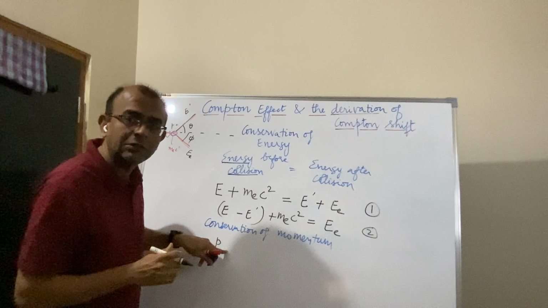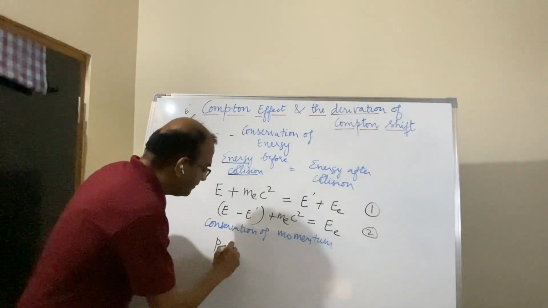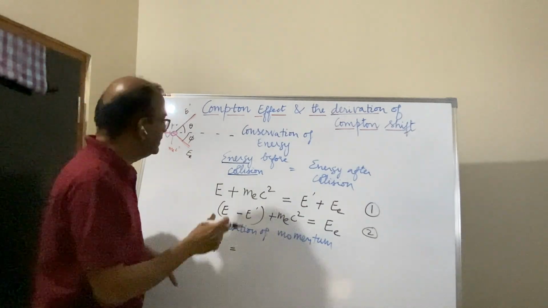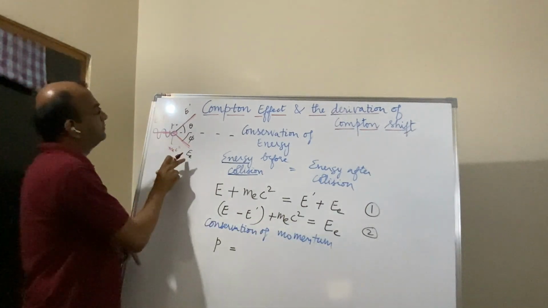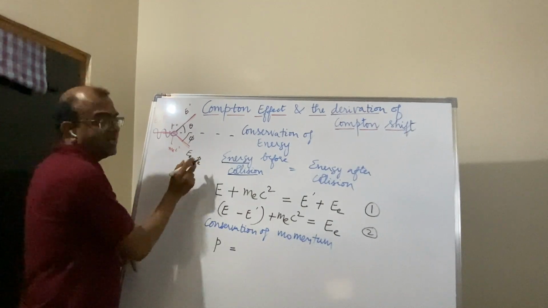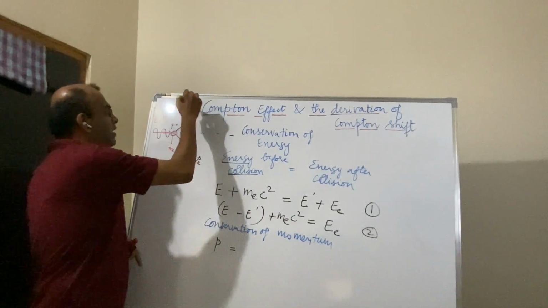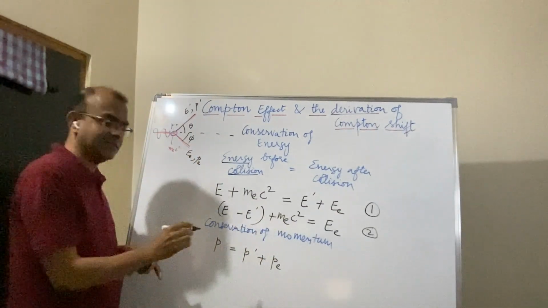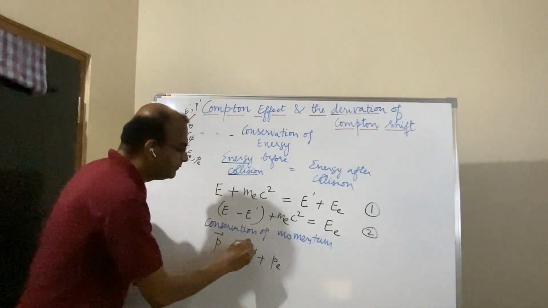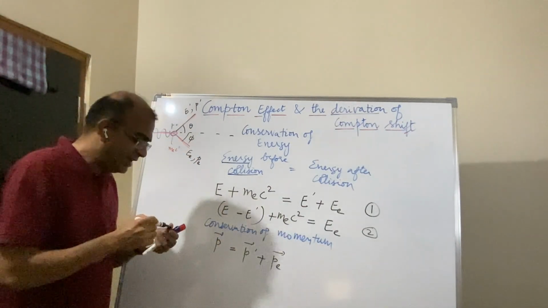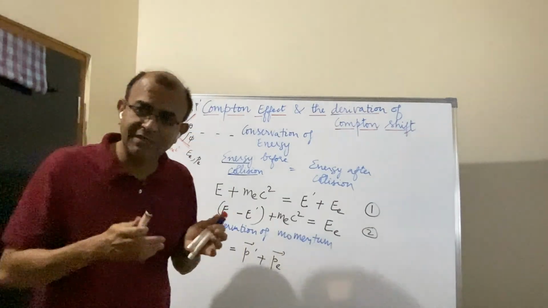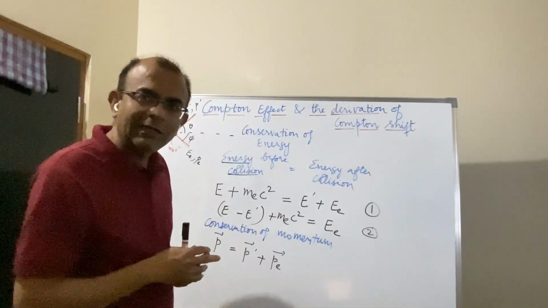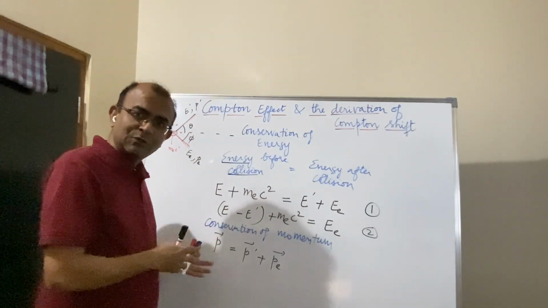So here, after collision, it has a momentum of P electron, whereas the photon has momentum of P prime. So vectorially we can write this like this. But we have no real use for the vectorial equations as such, because we need quantities, magnitudes, and therefore we have to go for the scalar equivalence of this equation.